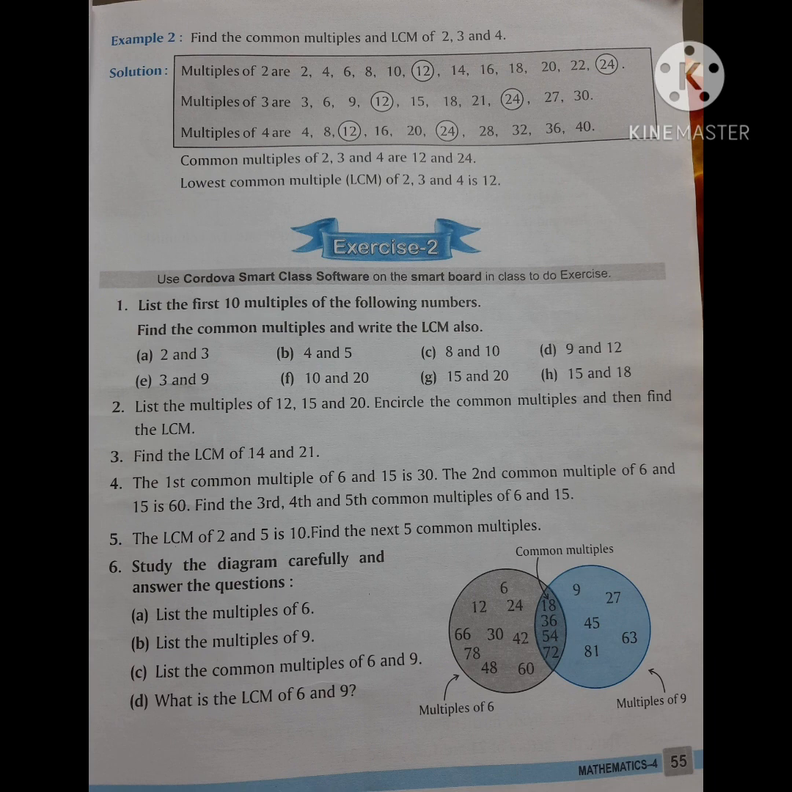The third one is find the LCM of 14 and 21. Here also you will find the tables of 14 and 21. Then you will find the LCM. The fourth question: the first common multiple of 6 and 15 is 30. The second common multiple of 6 and 15 is 60. Find the third, fourth and fifth common multiples of 6 and 15.